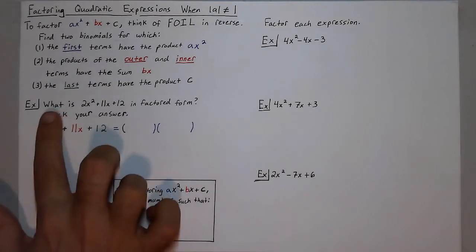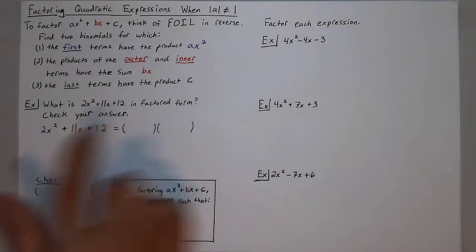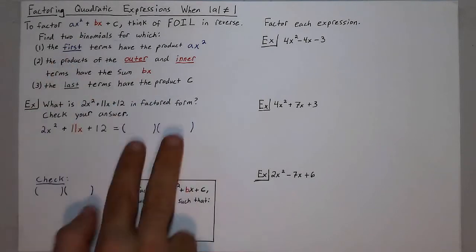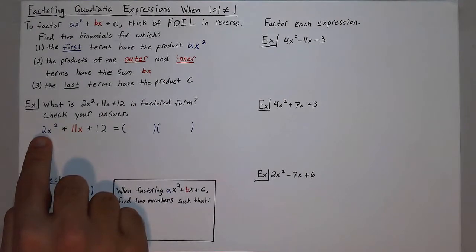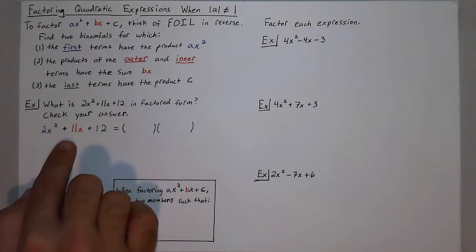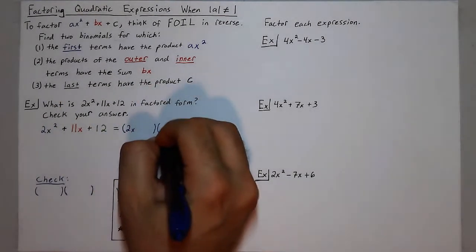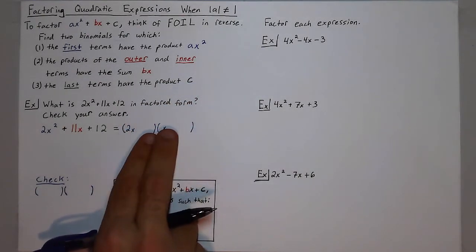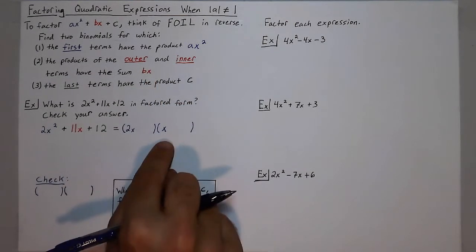So now, what is 2x squared plus 11x plus 12 in factored form? Following this mantra up here, I need to find two first terms that multiply to give me ax squared, which is 2x squared. So it can either be 2 and x squared or 2x and x. I'm going to give the hint here that it's 2x and x, because if it was 2 and x squared, that would mess up my outer and inner because those would no longer add to bx. So I'm going to have to go with 2x and x.